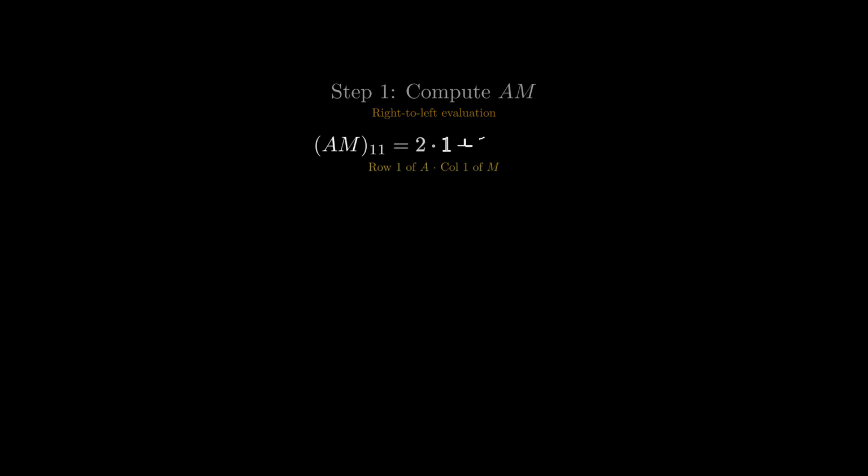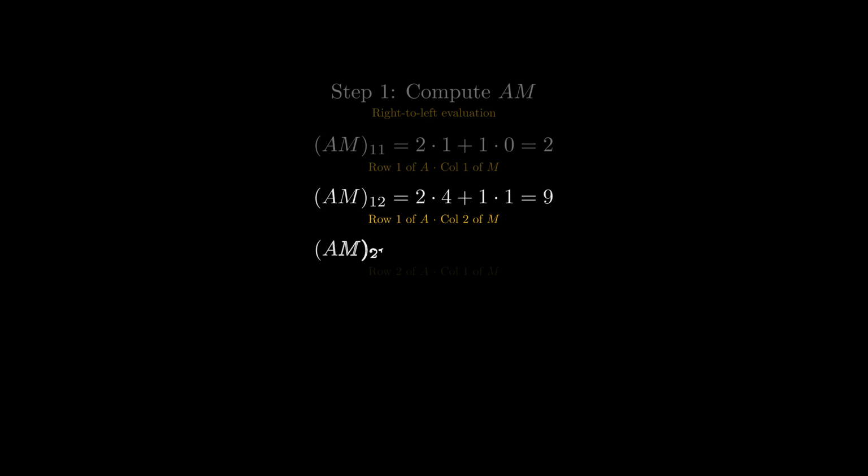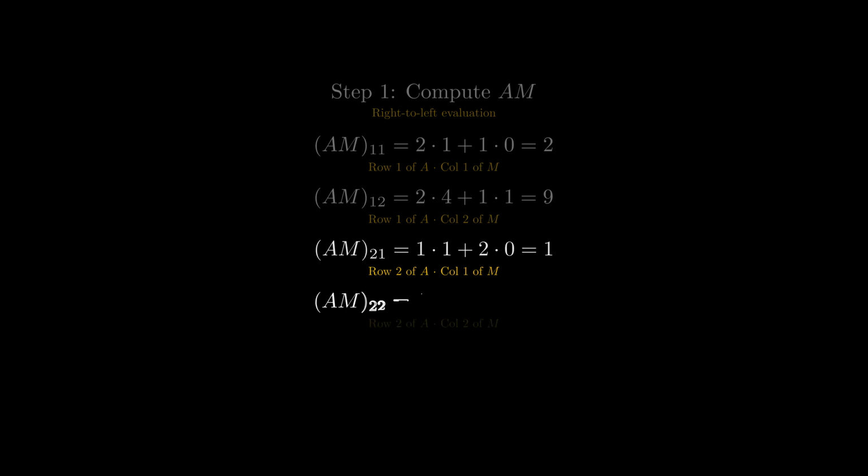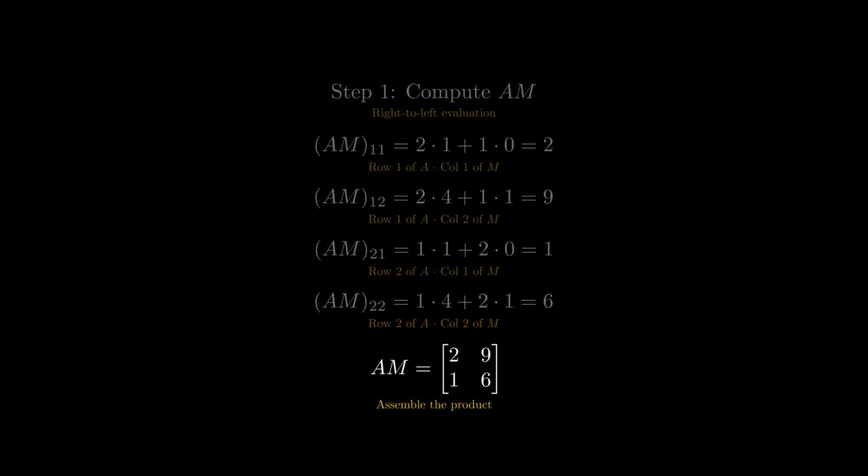Starting with A times M. Row 1 of A is 2, 1, dotted with column 1 of M, which is 1, 0. That gives 2 times 1 plus 1 times 0 equals 2. Now row 1 of A dotted with column 2 of M, 4, 1. That's 2 times 4 plus 1 times 1 equals 9. Row 2 of A is 1, 2. Dotted with column 1 of M gives 1 times 1 plus 2 times 0 equals 1. Dotted with column 2 gives 1 times 4 plus 2 times 1 equals 6. So A times M equals the matrix 2, 9, 1, 6.